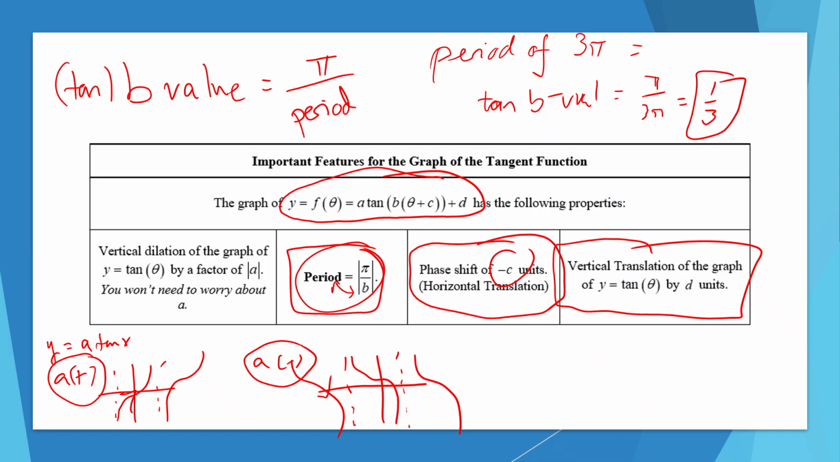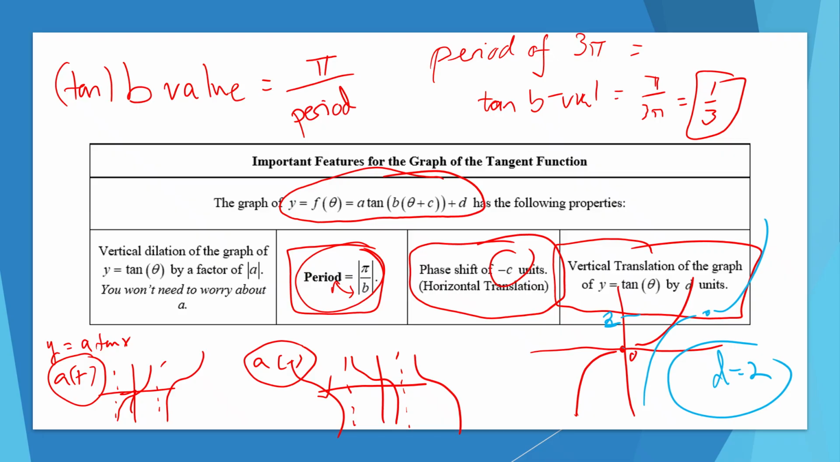And that you can usually tell by that point of inflection, which is typically on the regular tangent graph found at 0. But let's say you have a new graph, let me do it in blue, where you have that point of inflection up 2. Your d value there is going to be 2, because this moved up 2 units at some point.